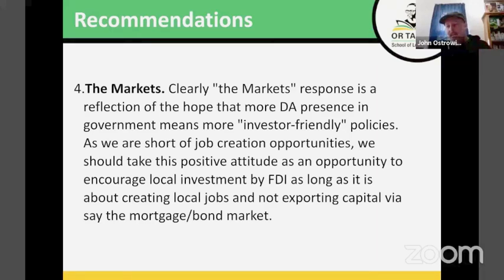So we need to take the opportunity while the market is positive towards us to try and create more jobs locally, because for me, that's the most important thing. Fighting the battle of global socialism versus capitalism isn't something we're going to win in the next 5 years. So I think we should focus on that. So those roughly are my recommendations and thoughts on this data and what it means.